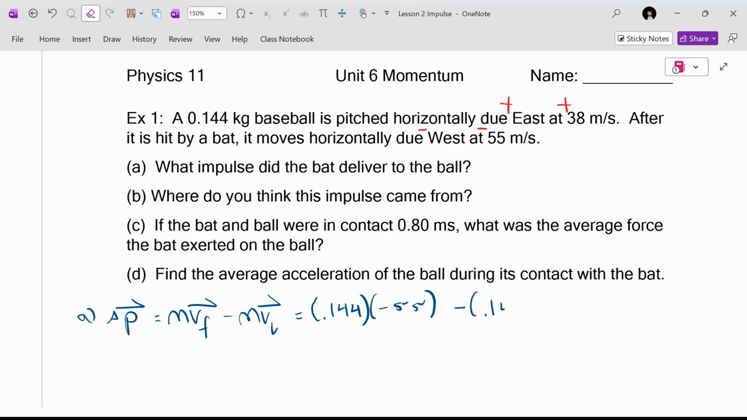Minus 0.144, positive 38. By the way, if my final answer is negative, West. If my final answer is positive, East, based on Nikki's frame of reference. Crunch the numbers, go to your calculator, and you want to keep this number on your calculator.